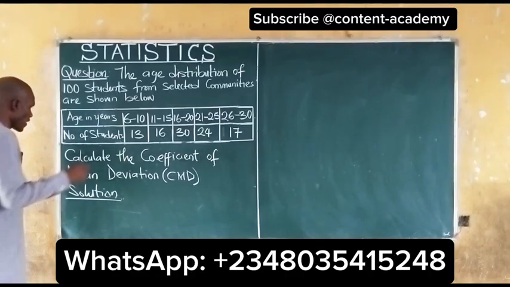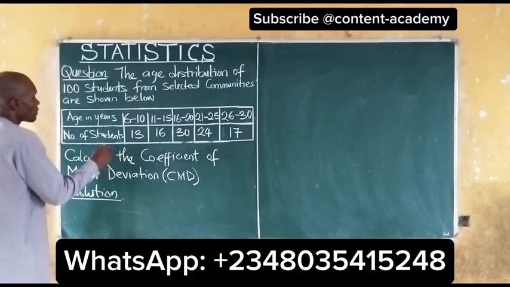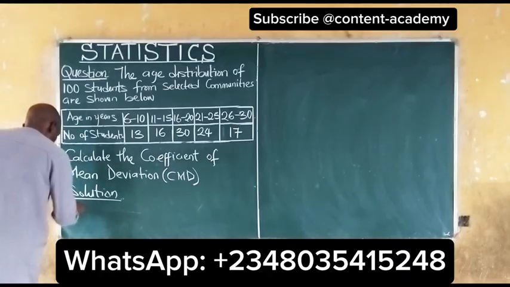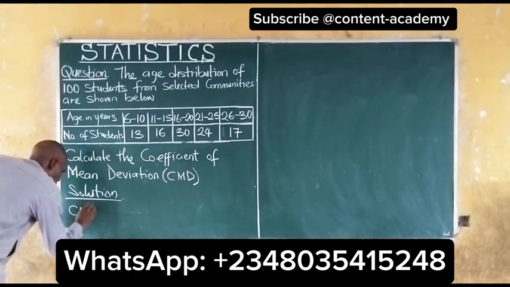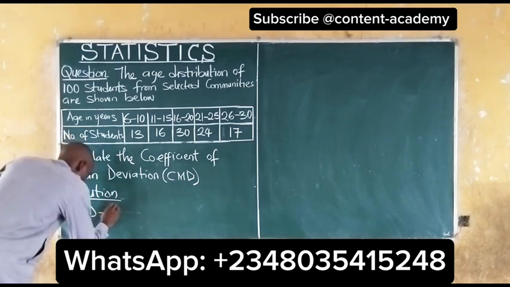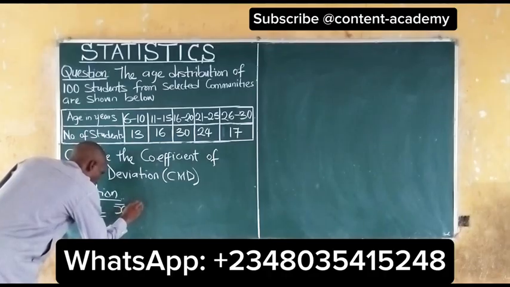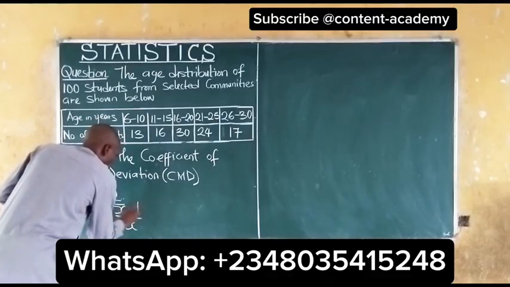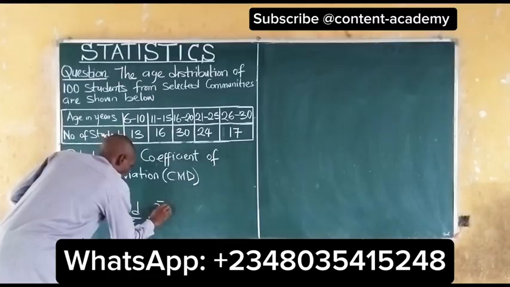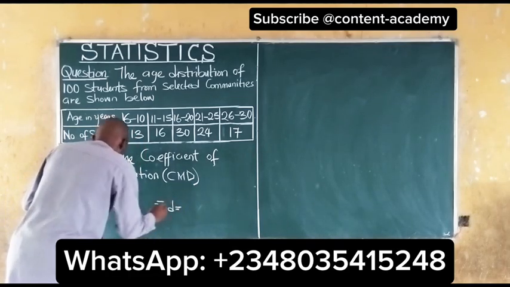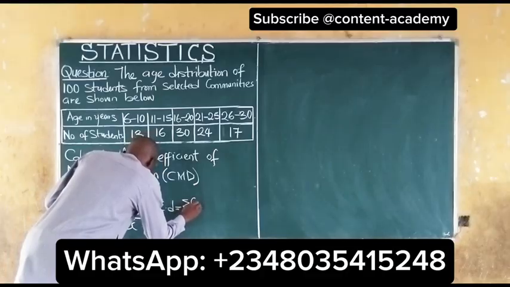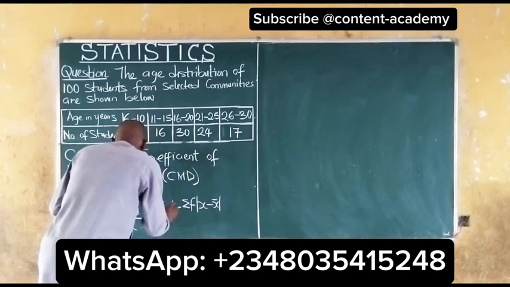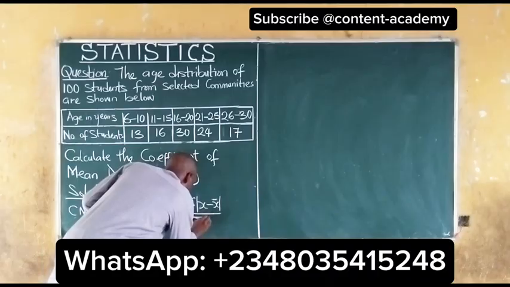This time we are to find the coefficient of mean deviation given the group data. Now, there is something we need to know. The coefficient of the mean deviation is the mean deviation over x bar, where the mean deviation is equal to summation of f times the absolute value of x minus x bar, all over summation of f.